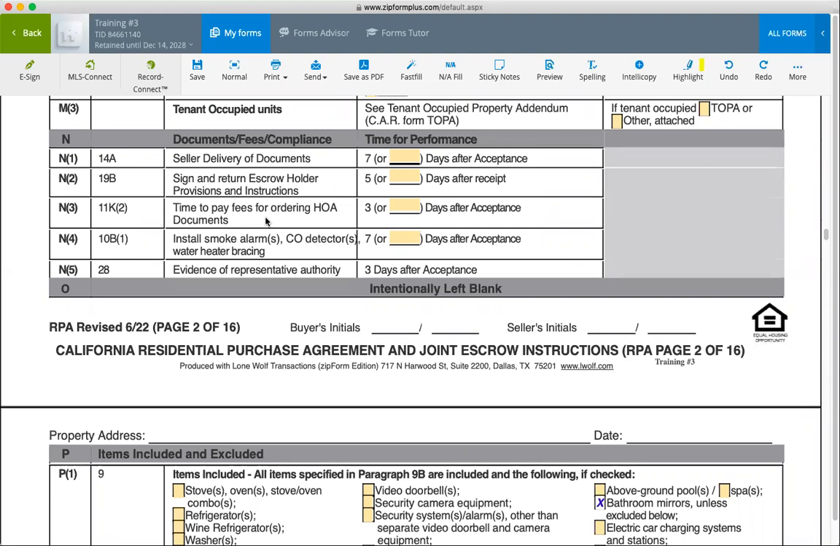And under N4, the seller must install smoke alarms if they are not present, carbon monoxide detectors, and do water heater bracing. They should do that within 7 days after acceptance. And evidence of representative authority is due 3 days after acceptance. That's dealt with here in paragraph 2B, if 28. We'll see that when we get to it.